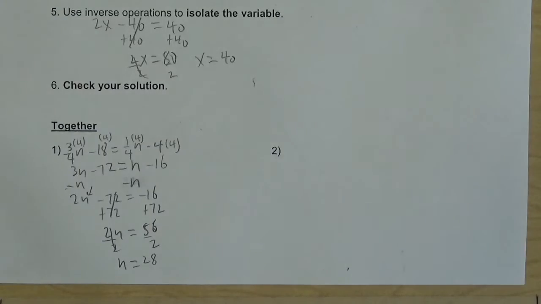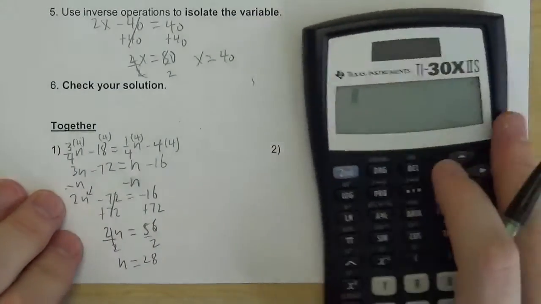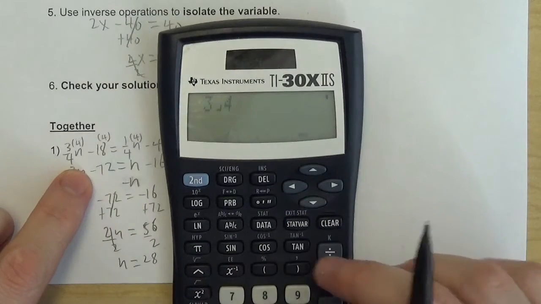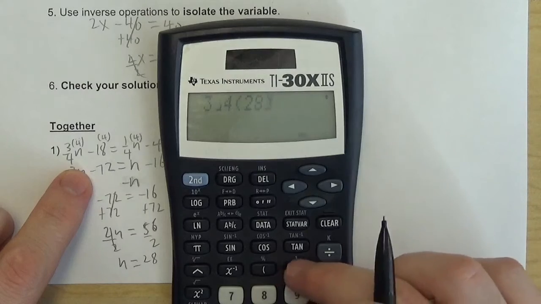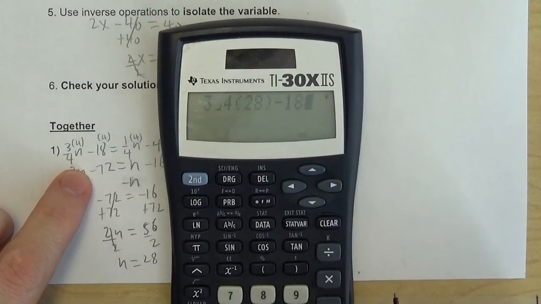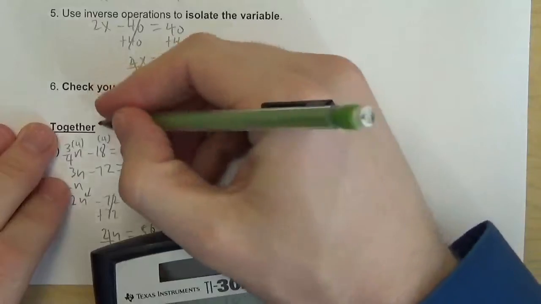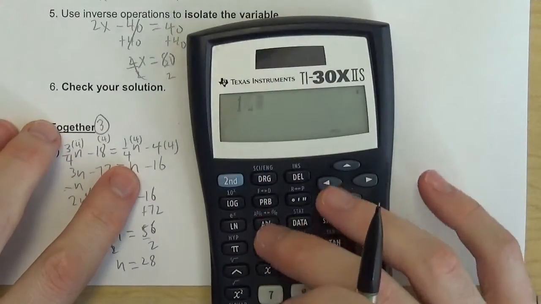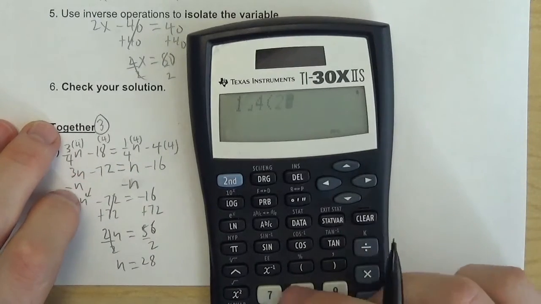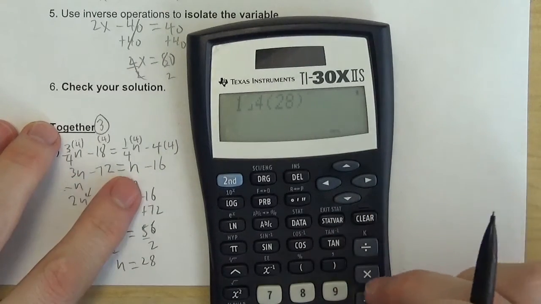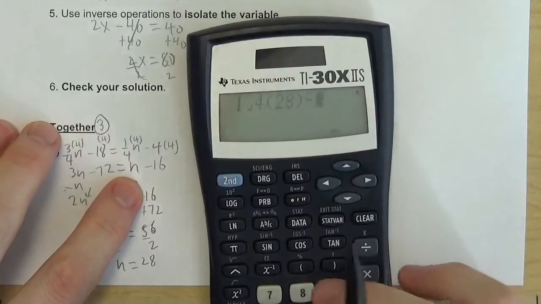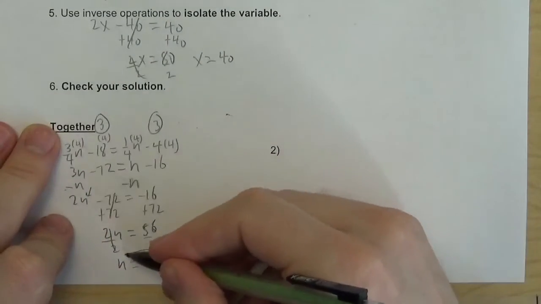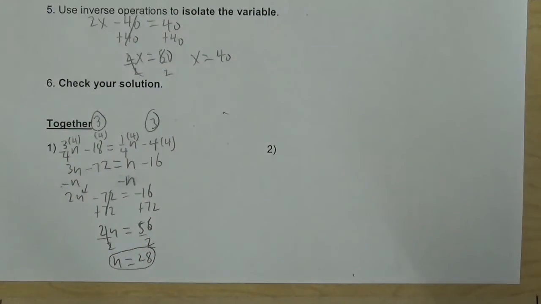All right, let's check this answer real quick. I'm going to plug in 28 everywhere where we see n. So we start off with 3/4 and then n, so we'll put 28 in parentheses, minus 18. This side over here is 3. On this side we have 1/4 n, so 1 fraction bar 4, parentheses, 28, parentheses, and then it's just minus 4. 3 also. That's good. Make sure our answer is correct here. n equals 28.